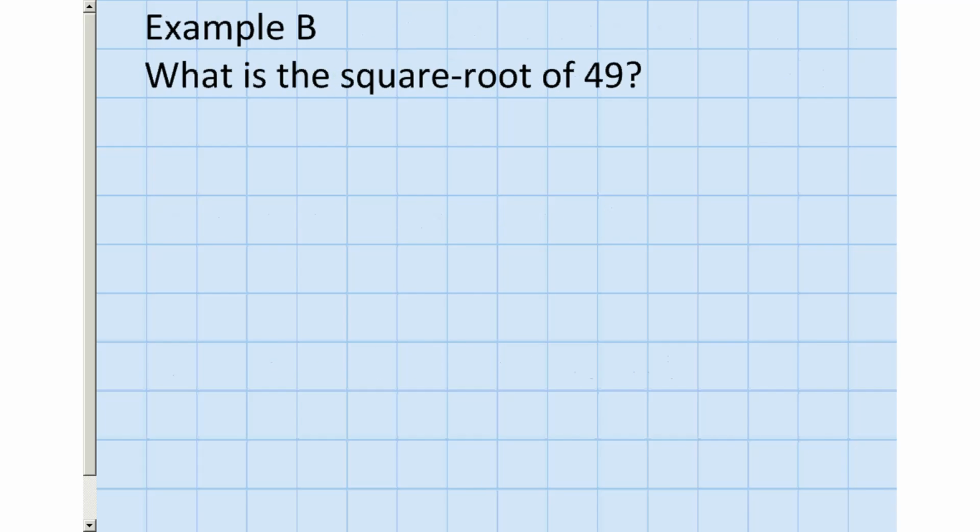So for example, what is the square root of 49? We looked at it a couple of pages ago. What number multiplied by itself gives you 49? Well, it's 7. 7 squared is 49, so the square root of 49 is 7.